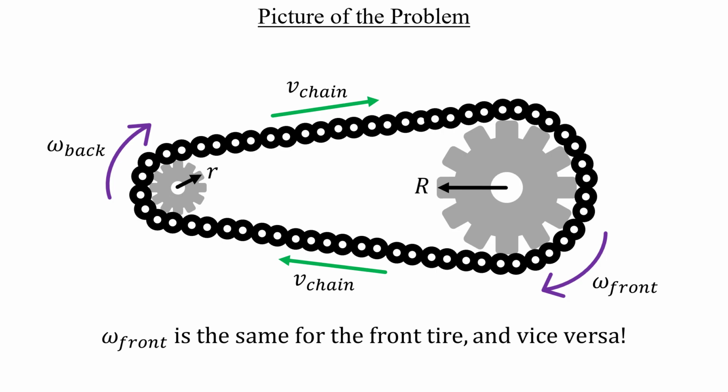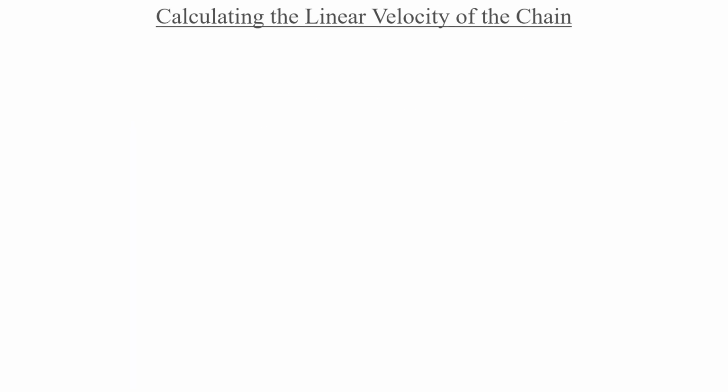Let's begin by calculating the linear velocity of the chain. To do that, we're going to need a fancy new equation. This one allows us to get a linear velocity from the radius and angular velocity of a rotating object. We already know the radius and angular velocity of the front sprocket, so let's use those. And we'll go ahead and plug in the numbers for them.